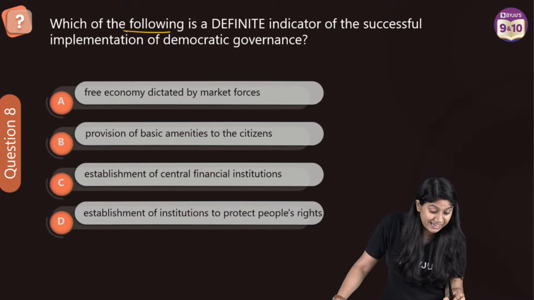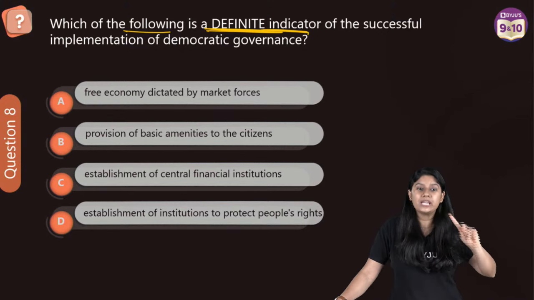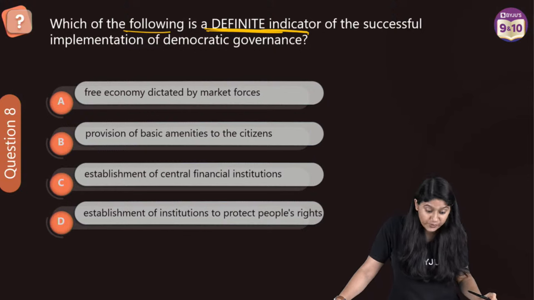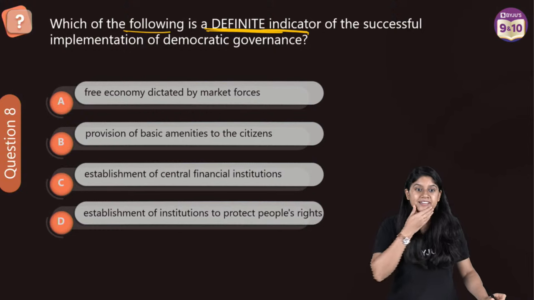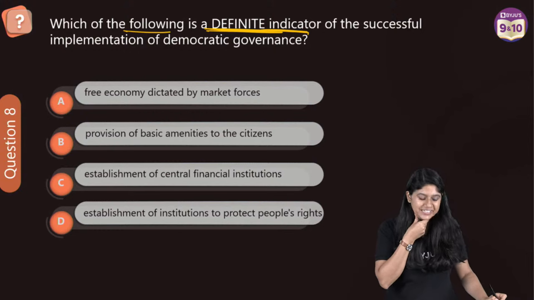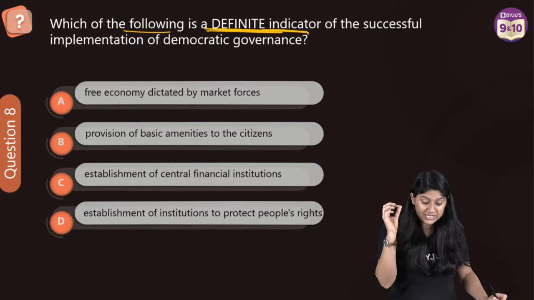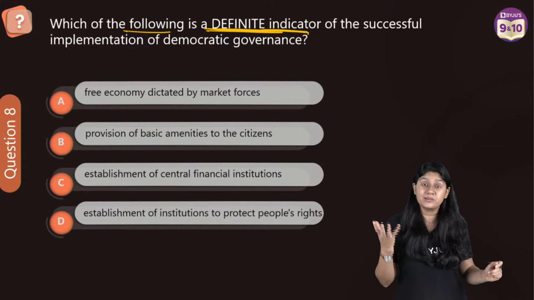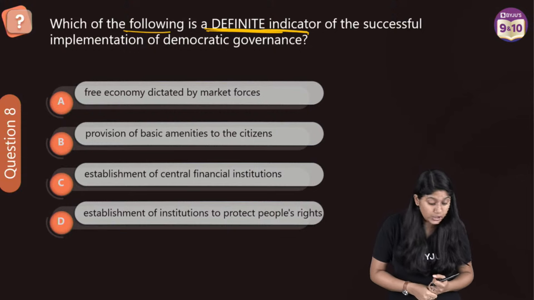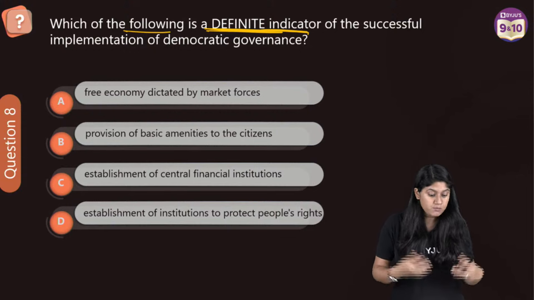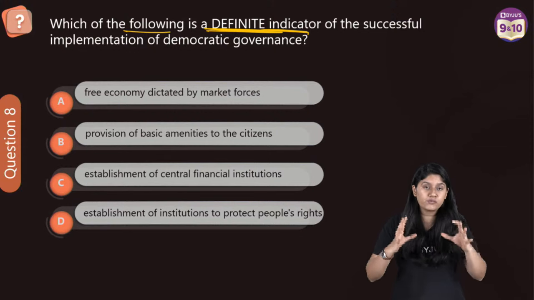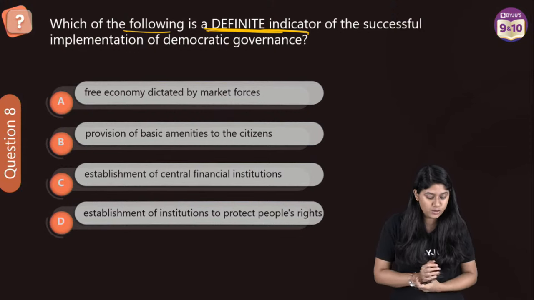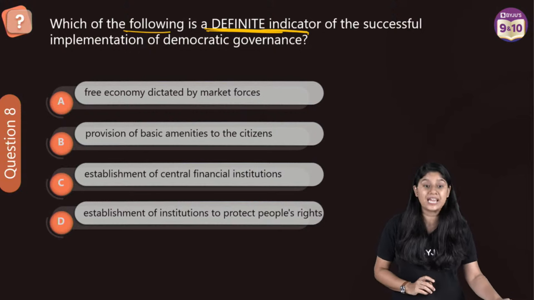Which of the following is a definite indicator? Read the question carefully, everyone. Which of the following is a definite indicator of the successful implementation of democratic governance? Is it a free economy dictated by the market's forces, provision of basic amenities to the citizens, establishment of a central financial institution, or establishment of an institution to protect people's rights?